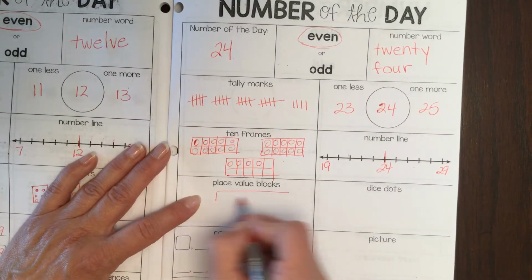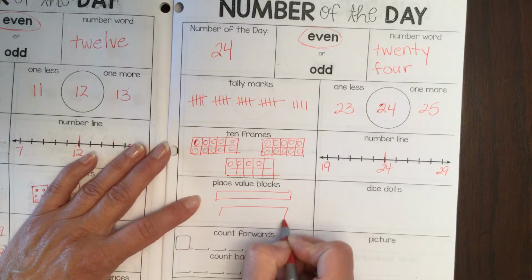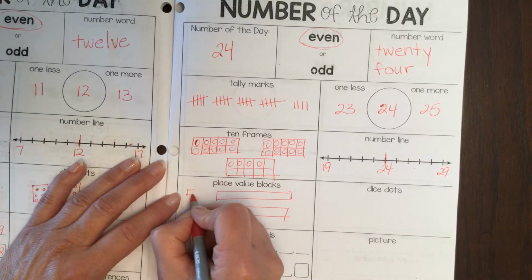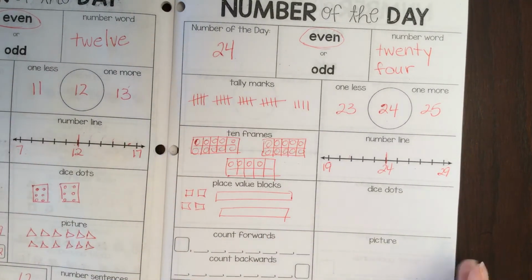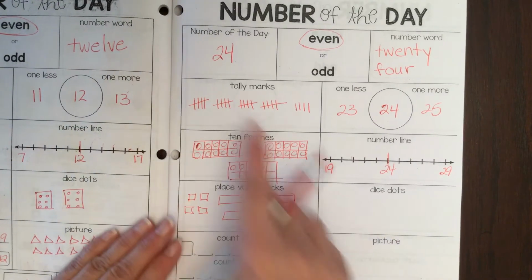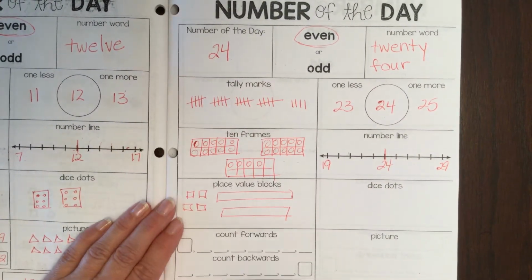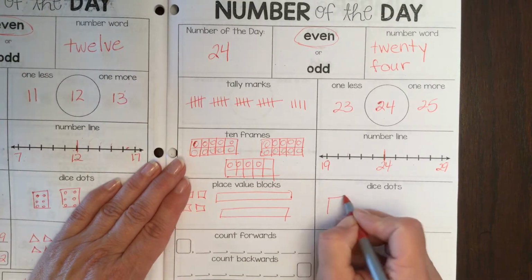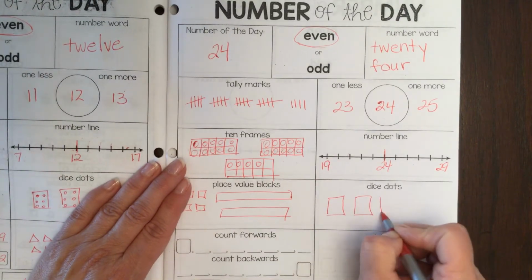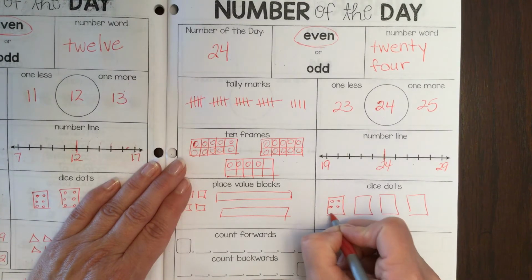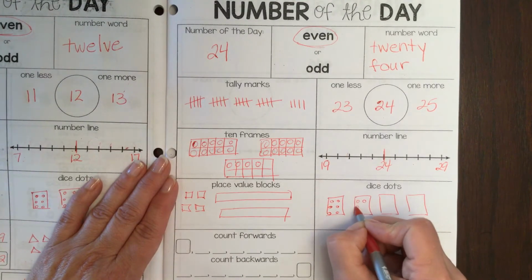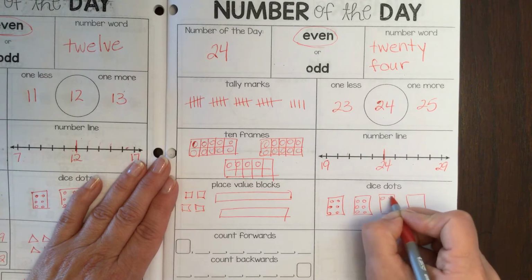In place value blocks, I need 2 long 10 rods, and I need 4 more separate little blocks. Nice job, my friend. In dice dots, I know that 24 is 12 plus 12, and I know 12 is 2 sixes, so I could easily do 4 dice dots that each have 6. You can do your dice dots with any dice pictures you want, as long as they add up to 24 when you're finished.